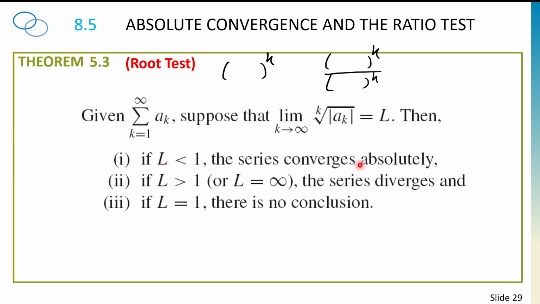Less than 1, absolutely convergent. More than 1, including infinity, diverges. If it equals 1, there is no conclusion. You need to try another test.